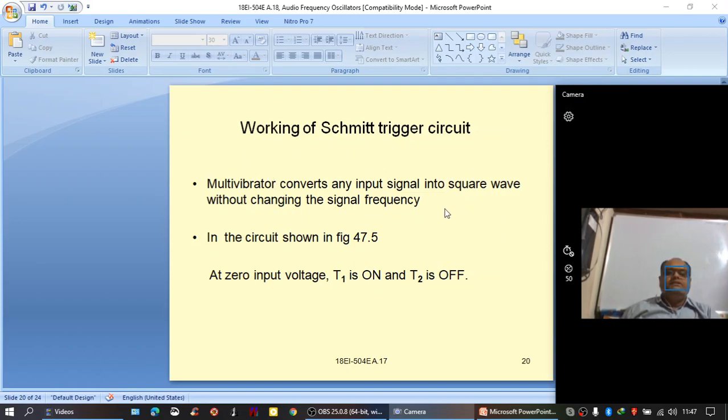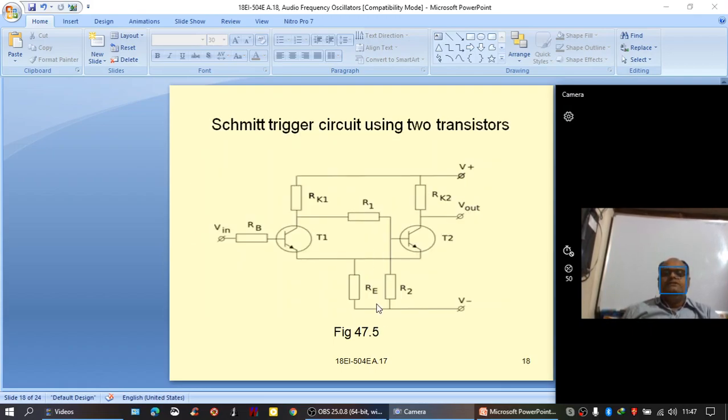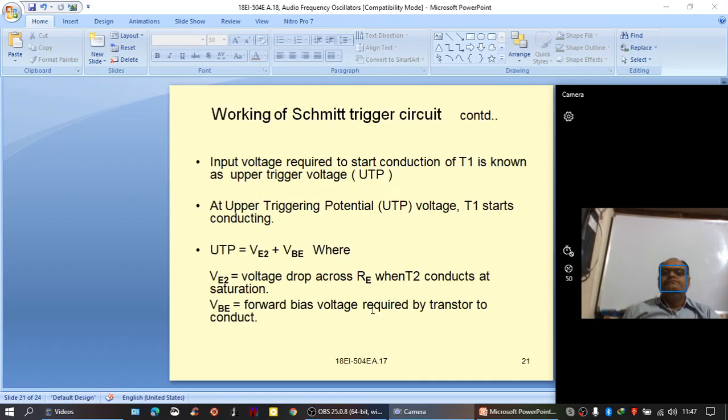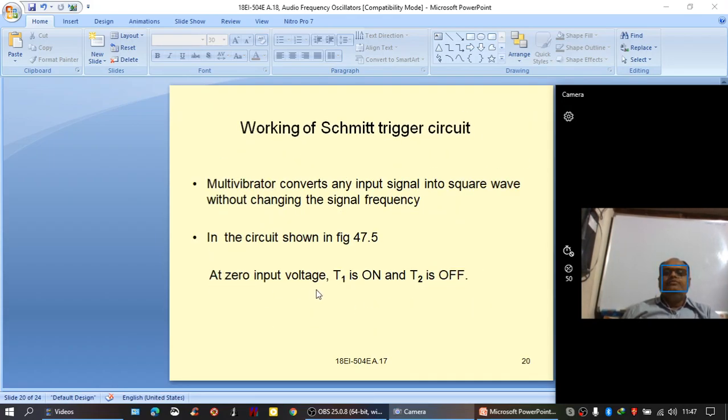Working of Schmitt trigger. Already it has been explained. Once again, I'll read it out. Multivibrator converts any input signal into square wave without changing the signal frequency. In the circuit shown in 47.5, that is this one, at zero input voltage, T1 is on and T2 is off.